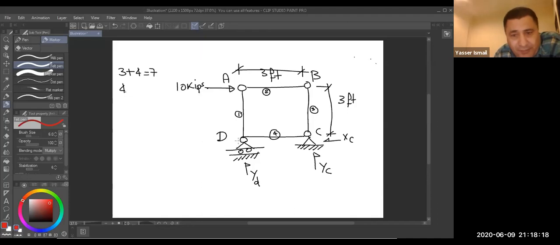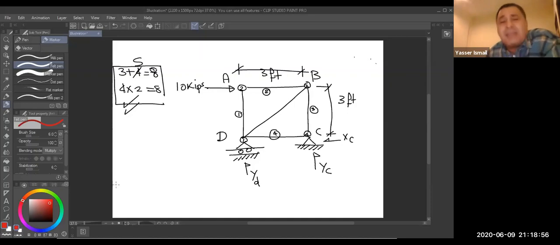1, 2, 3, 4. So 4 multiplied by 2 equals 8. The equation is not matching. That means this is not stable. This truss, for sure 100%, will fly with the wind. To make it stable, you have to put another member here. Now it's stable. That now is 5, but this is 8.